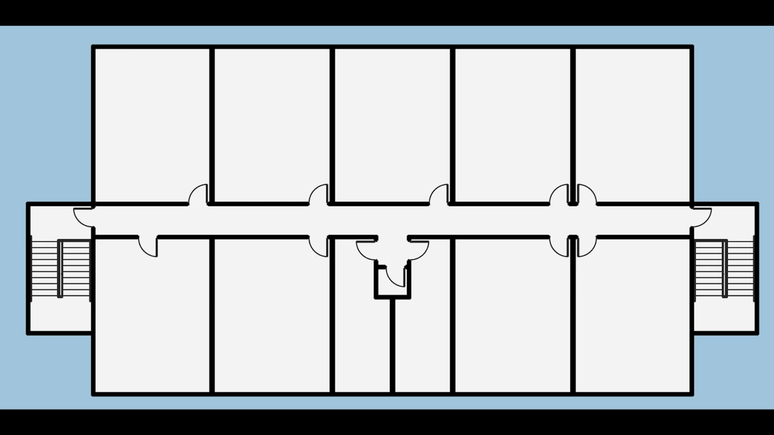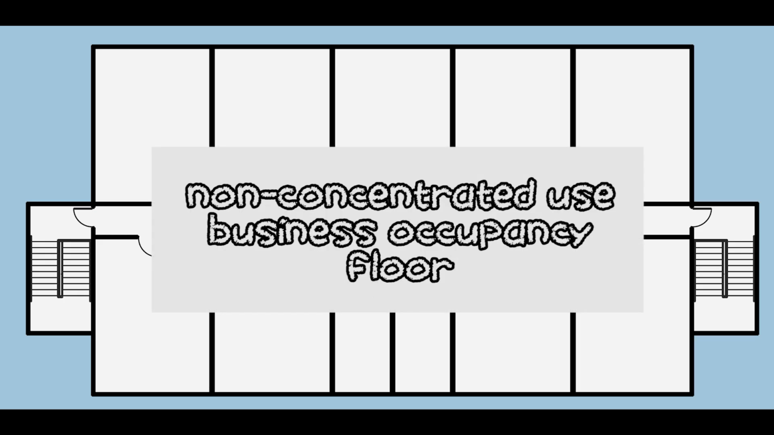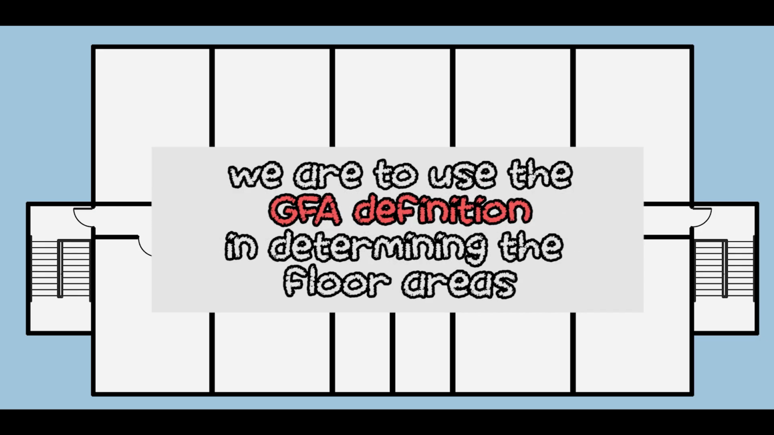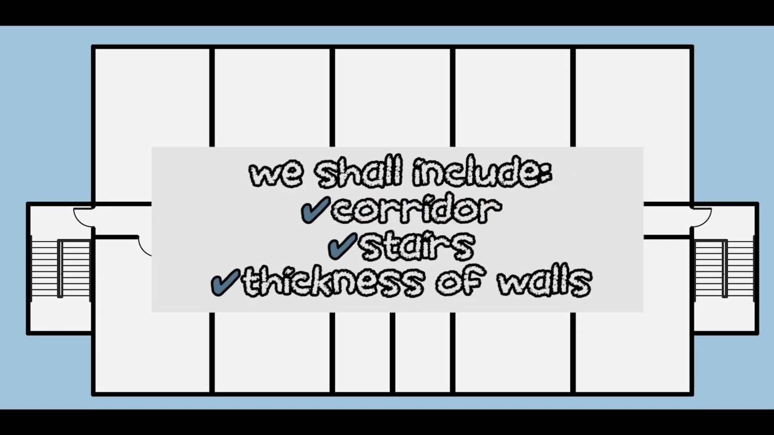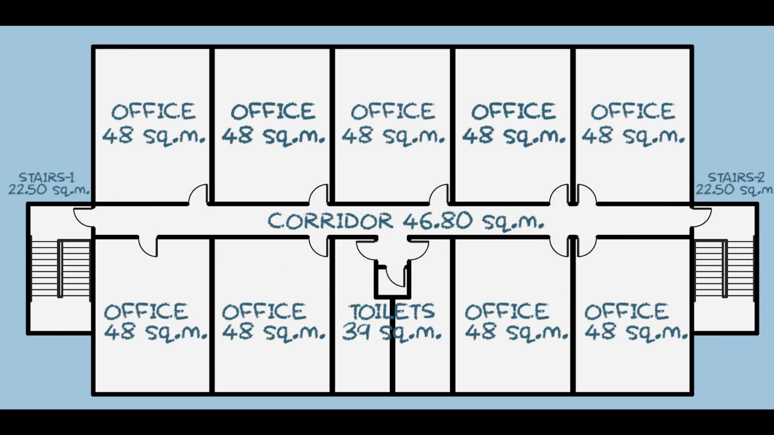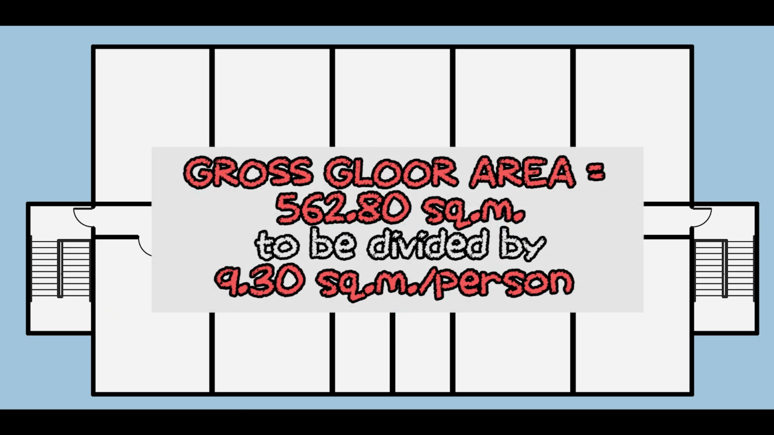Let's take a look at this example of a non-concentrated use business occupancy floor. Since the business occupancies uses the gross floor area definition in determining the floor areas, we will include the corridors, the stairs, and the thickness of walls in the area computations. The determined floor areas shall be divided by the occupant load factor of 9.3 square meters per person.